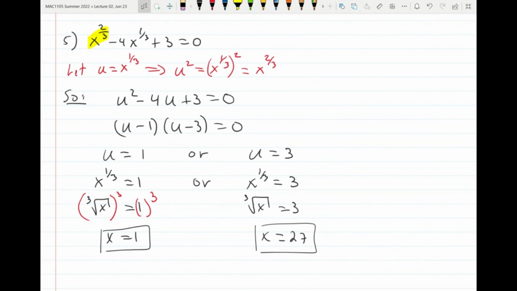Do you understand? Make sure that you practice how to spot quadratic form and the substitution. This is really the challenging part, I would say.